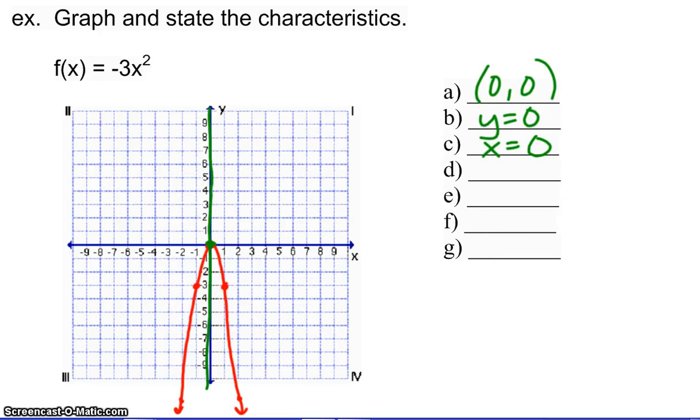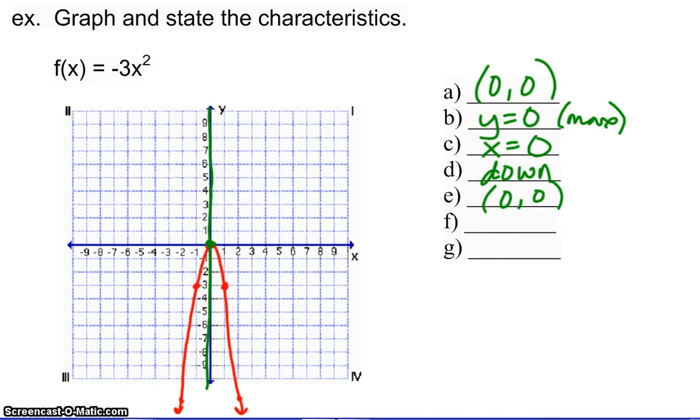And I wrote the maximum value. And then for D, the direction of it, it clearly opens down. And then for E, the y-intercept, where does it touch the y-axis? Again, it's right there at the starting point of 0, 0.